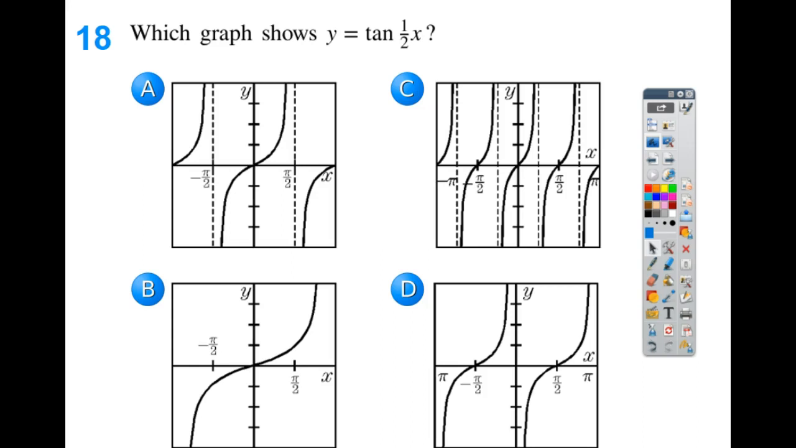Multiply what? So if I'm finding the period of tangent, it starts as pi. If I divide by half, my new period is 2 pi. So from asymptote to asymptote has to be 2 pi. A minus pi over 2 to pi over 2, this is 90 and 90 is 180.